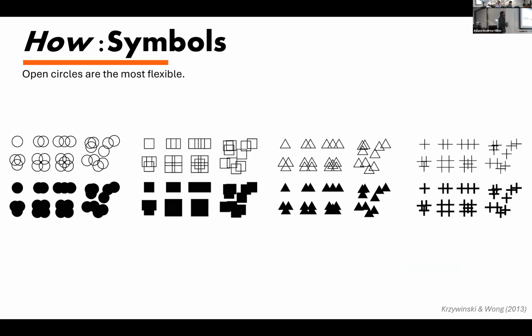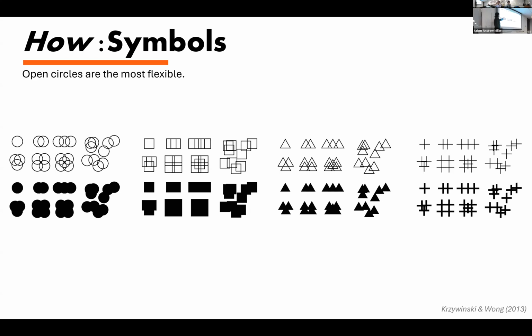Okay, another tool that you have is symbols. Brian talked a little bit about this, and I'm going to add just one bit on here. I'll argue that open circles are typically the most flexible. I think I learned this from Adam, actually. The reason is that you will never overlap multiple open circles to create a new open circle, and you will never overlap open circles to hide an open circle.